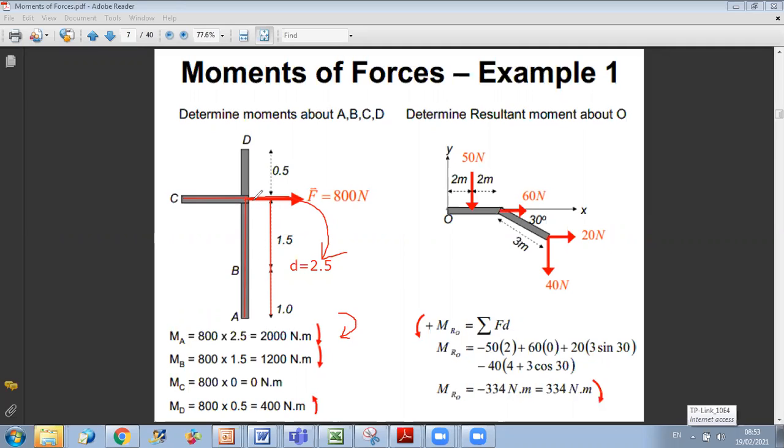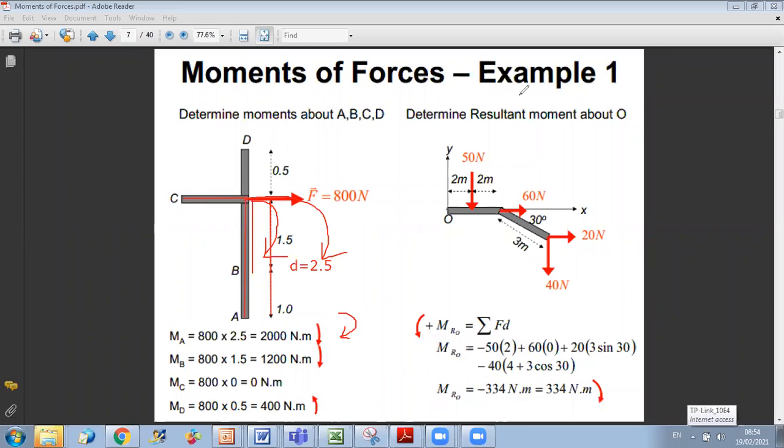Now, to calculate the moment of this force about point B, it's similar. I should find this distance, this one. The distance from B to the force is 1.5. And also the force is tending to rotate about B in the clockwise direction. So I put the clockwise arrow and I say that the magnitude is 800 times 1.5.